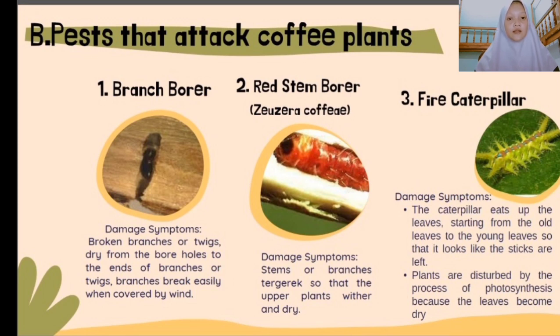3. Fire caterpillar. Damage symptoms: the caterpillar eats up the leaves, starting from the old leaves to the young leaves, so that it looks like only the sticks are left. Plants are disturbed in the process of photosynthesis because the leaves become dry.